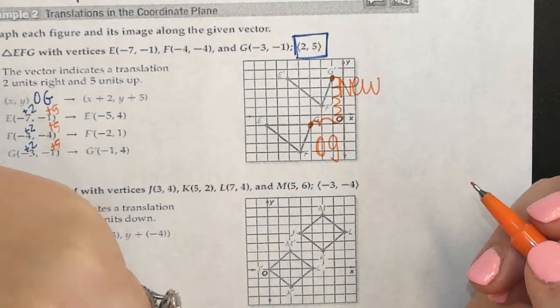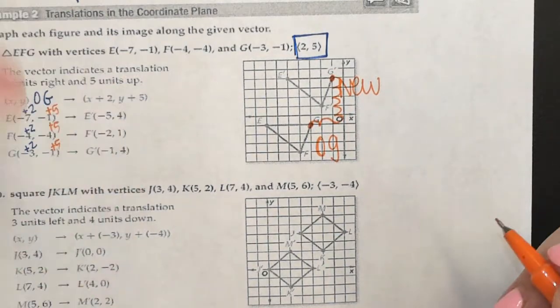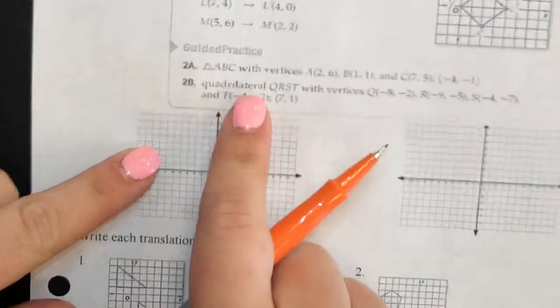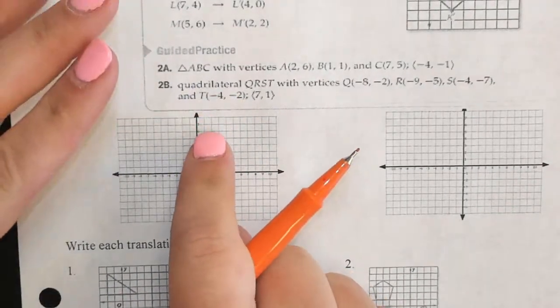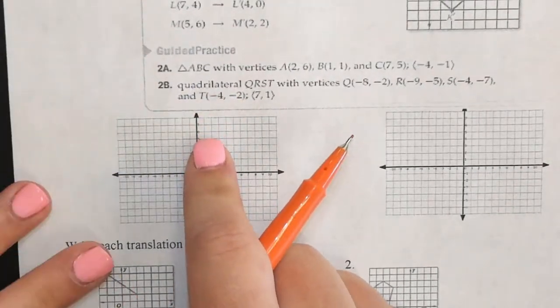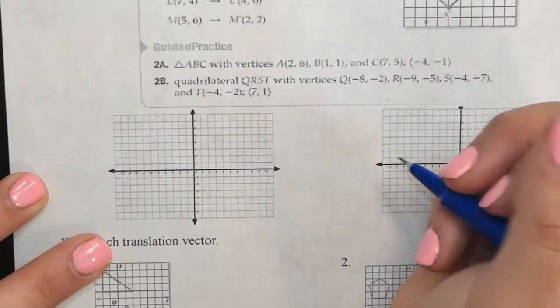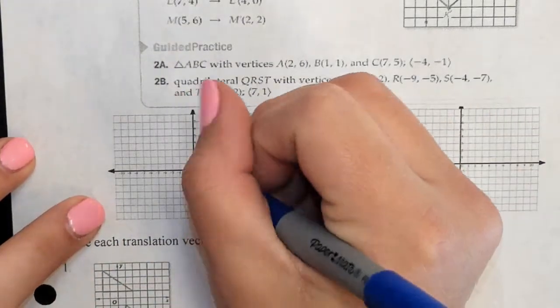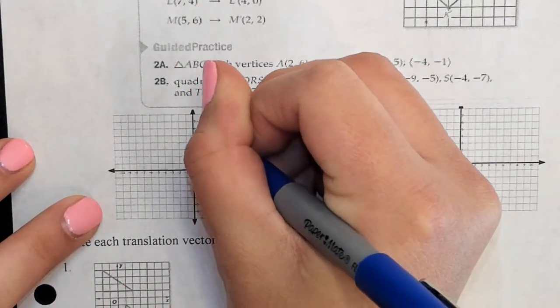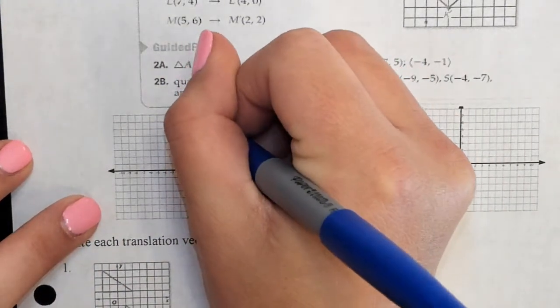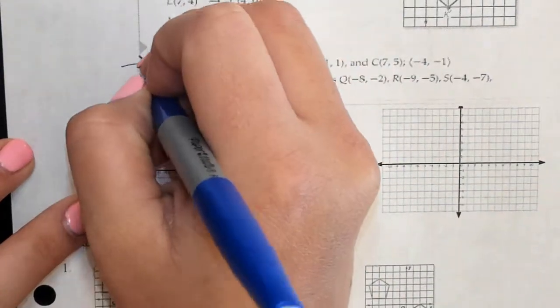That's it to this lesson. Okay, now we just need to practice. So let's go down to 2A. 2A's right here. Will you go ahead and plot the OG points? I'm going to use blue. All I'm going to do is plot these points. I'm doing 2A.